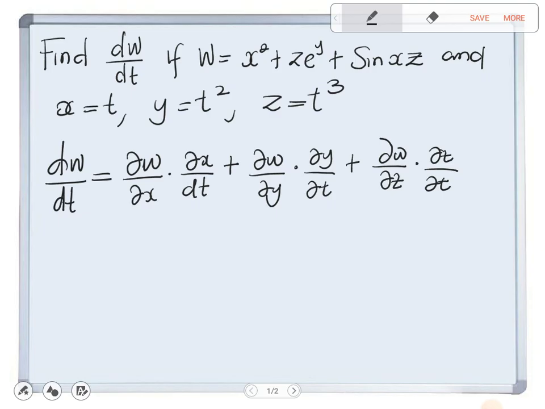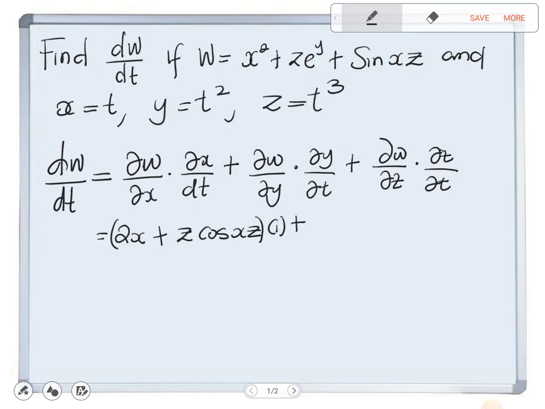What is the derivative of w with respect to x? The z e to the power y term will disappear because there's no x there. Along here we'll be having 2x, plus, if I differentiate sine xz, I'm going to differentiate xz. What's going to remain is z, so z will come in front. But what's the derivative of sine? It's cos, so it will be cos xz. So we are done with the first part. Now, what is dx/dt? This part here is just 1.